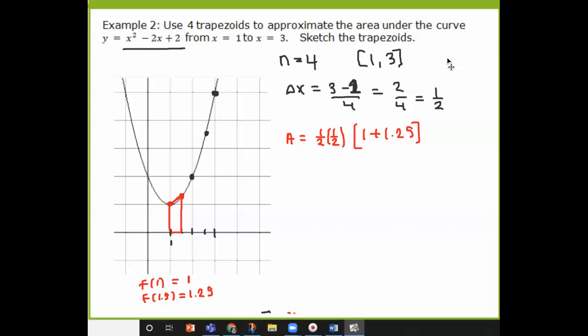The next trapezoid would start back at 1.5 and go to 2. So its height, for b2, is at 2. So 2 squared is 4, 4 plus 2 is 6, and then 6 minus 4 takes us back to 2. So its area is 1/2, 1/2, and then 1.25 plus 2.